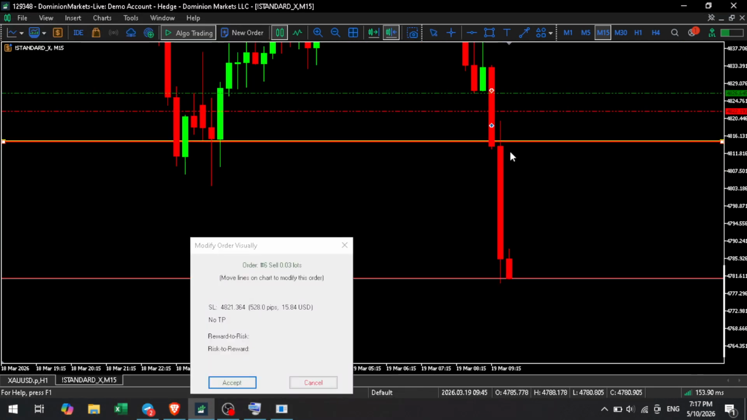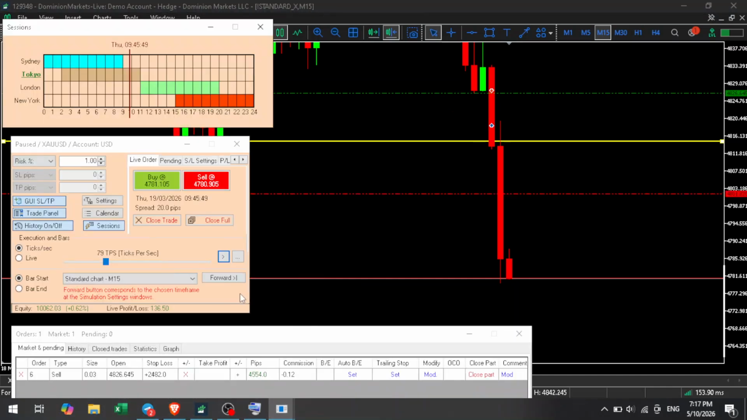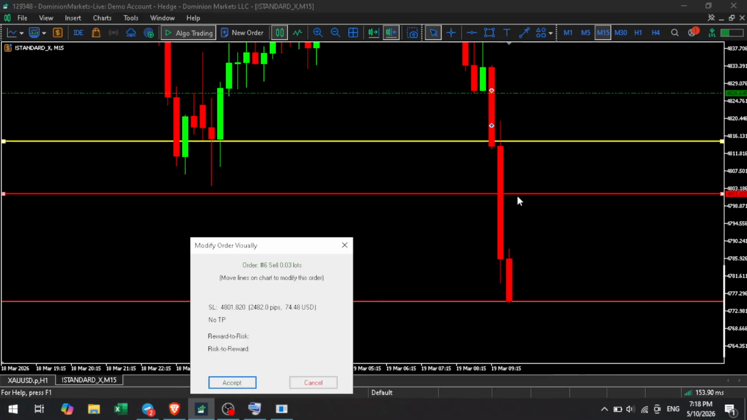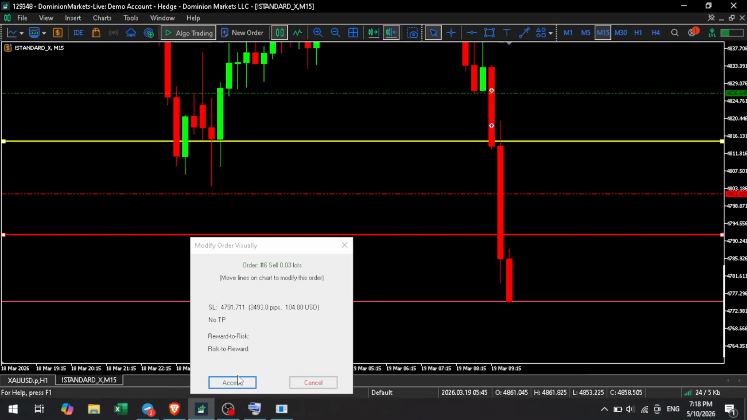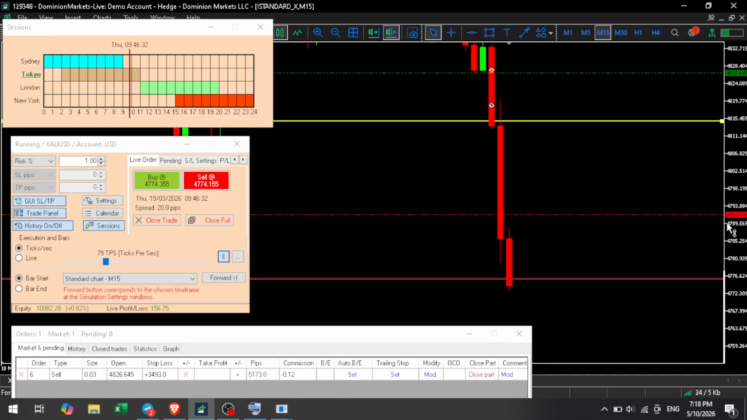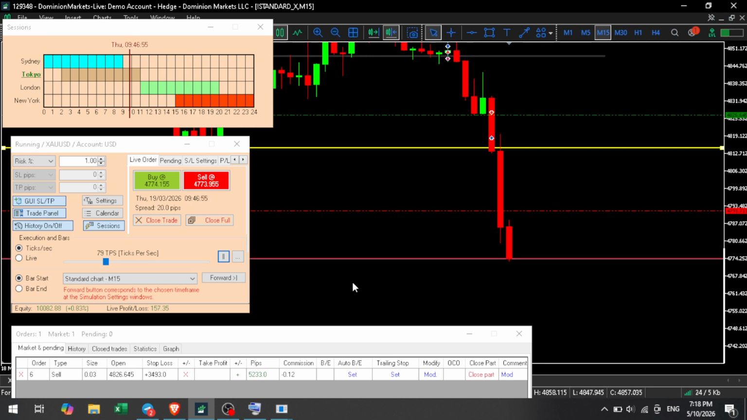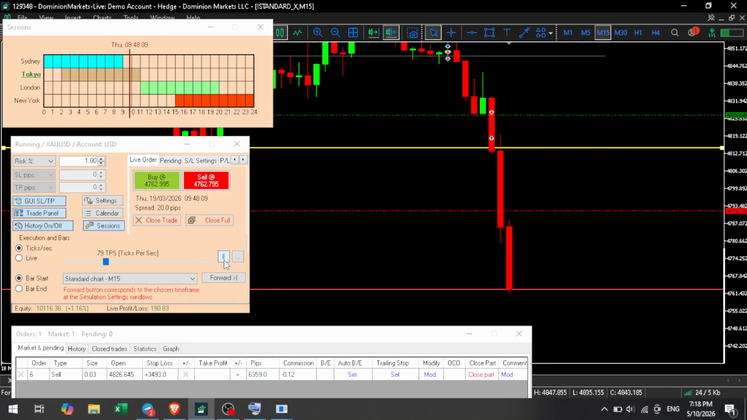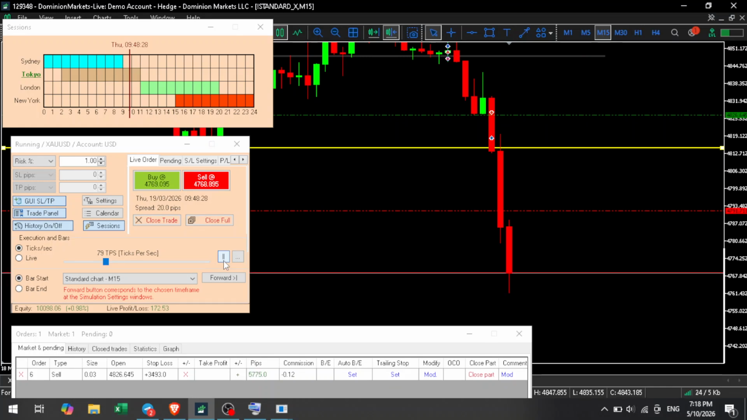Let's move it down. Here we will be getting another 1%. So it broke the previous candle's low. It should not come up here, so let's just push it here. So what do we have here? We are trailing our stop loss very perfectly. Let's see if this trade turns out to be a golden trade for us.